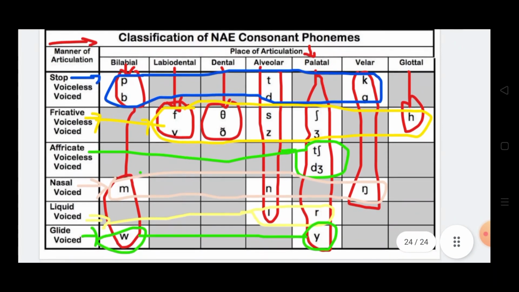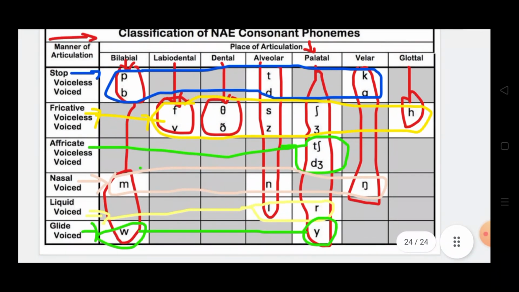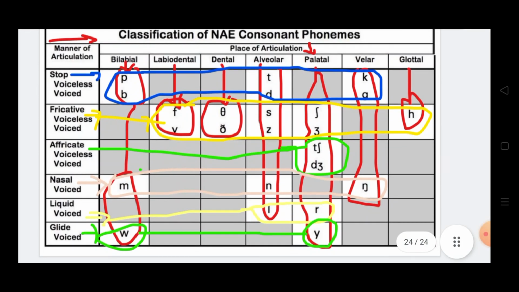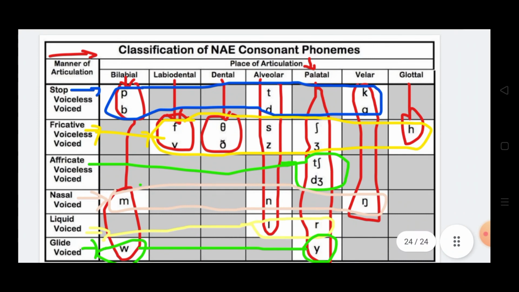In this chart we'll classify consonant phonemes completely. Here you can see I use different colors to differentiate between them. On the top of this chart horizontally there is the place of articulation, whereas vertically there is the manner of articulation. Okay, so according to place of articulation you can see bilabials, labiodentals, dental, alveolar, palatal, velar, and glottal.